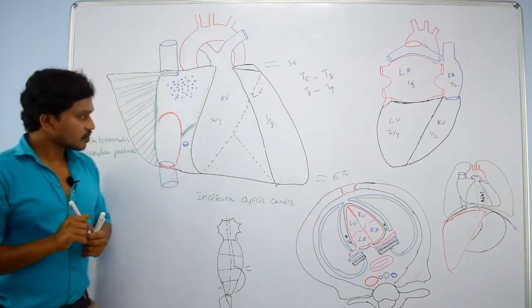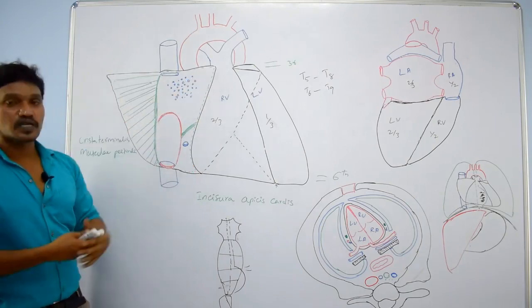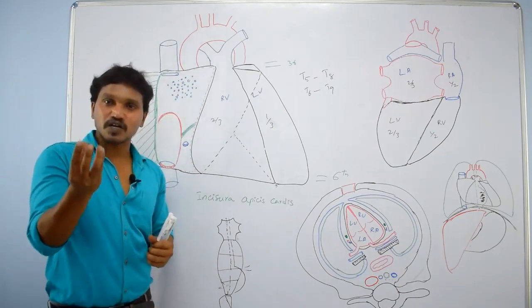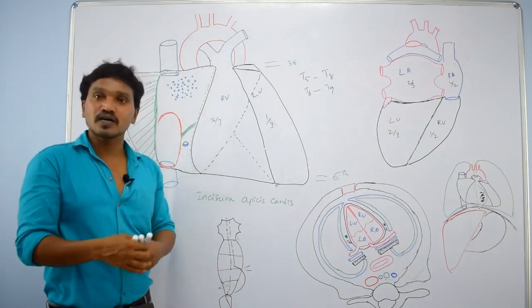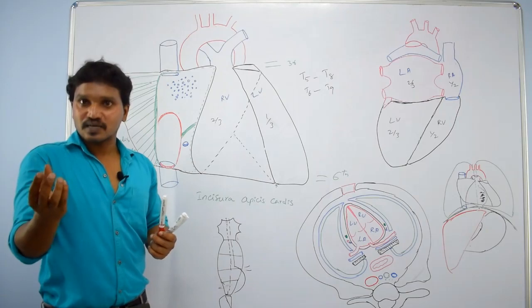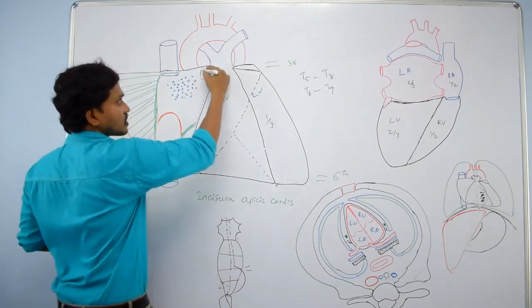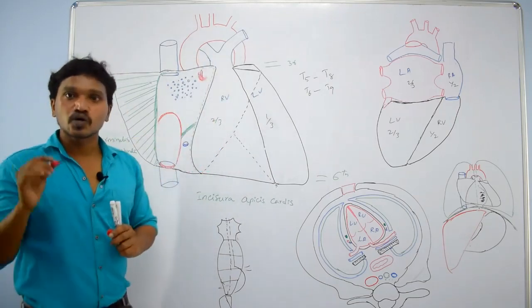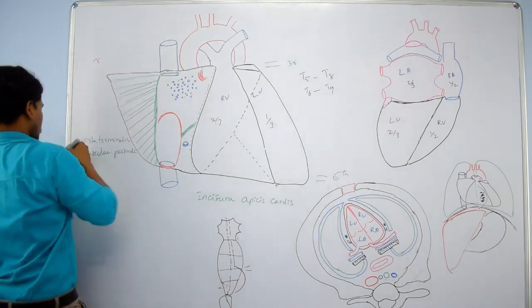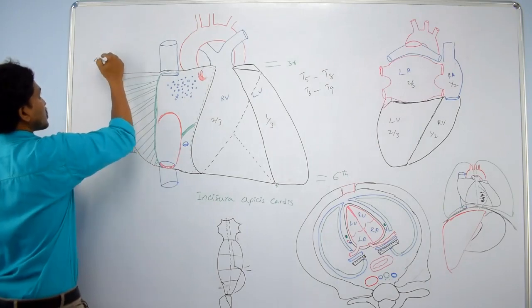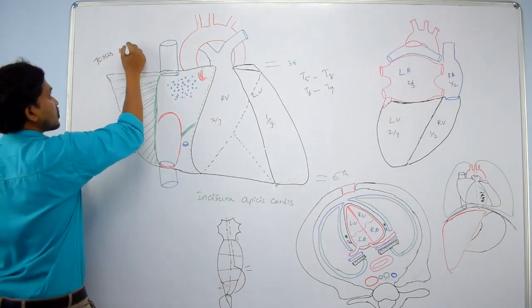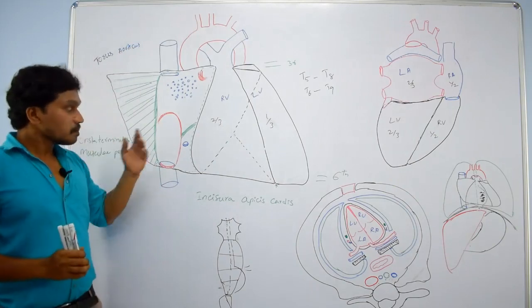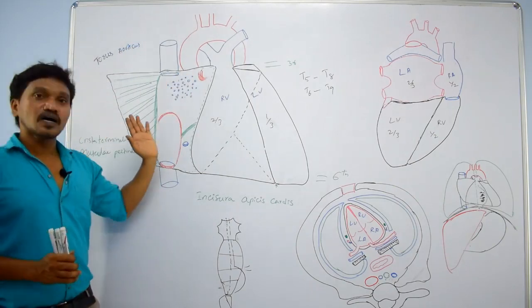Clear? Then here you can see one bulging because of the aortic sinus. Aortic sinus means in the proximal part of the aorta there will be a small dilatation. That dilatation we are calling the aortic sinus. Because of that aortic sinus, here you can see one bulge. This bulge we are calling torus aorticus. Clear? So these are the structures you can see in the right atrium.